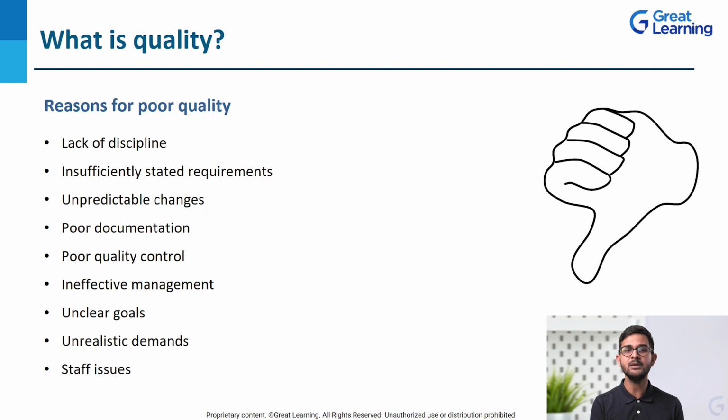The next is unpredictable changes. If there are changes and we are not able to manage those changes, we always say that change is not a bad thing. Change is constant, but a lot of people cannot adapt to that change. That is an issue.